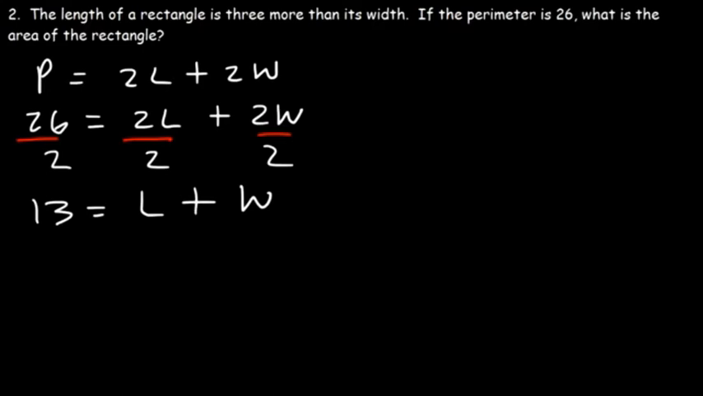Now let's talk about triangles. Let's say we have a right triangle, and let's say one of the legs is 3 and the other leg is 4. What is the hypotenuse of the triangle?